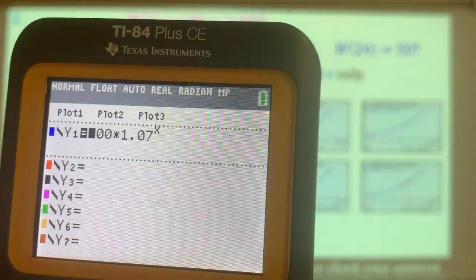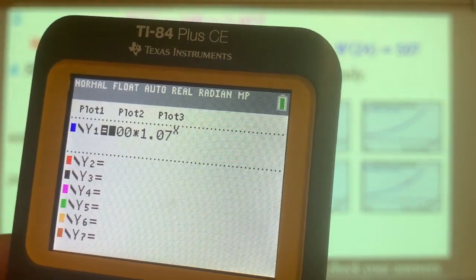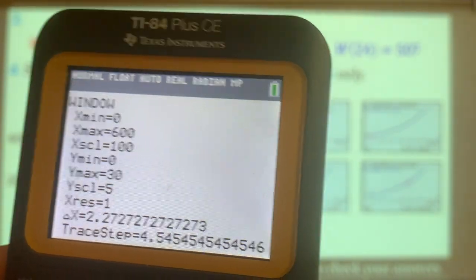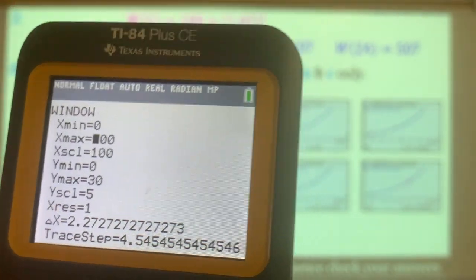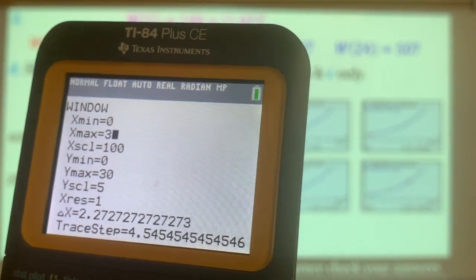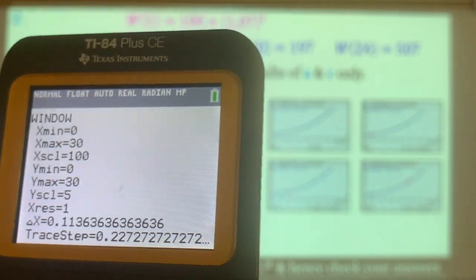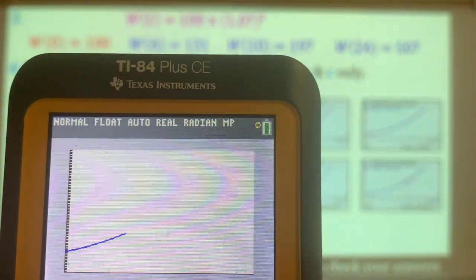Let me graph 100 times 1.07 to the X. My window is 0 to 600. Oh, I did my windows wrong. It should be 0 to 30 for my X window and 0 to 600 for my Y. I did it backwards. All right, so there's my graph, and it looks like the one there.